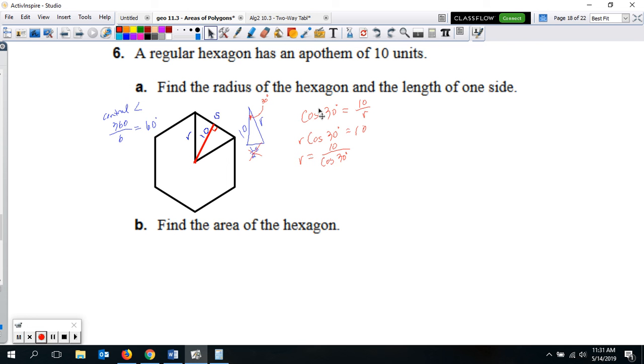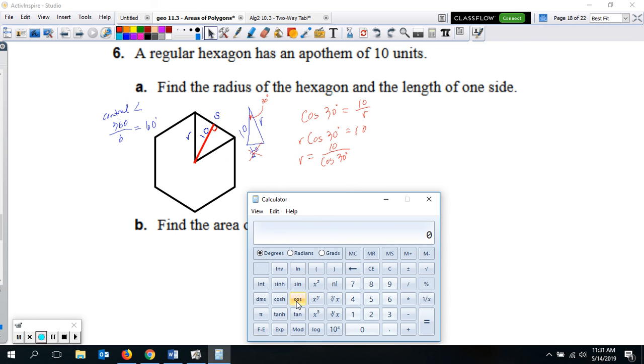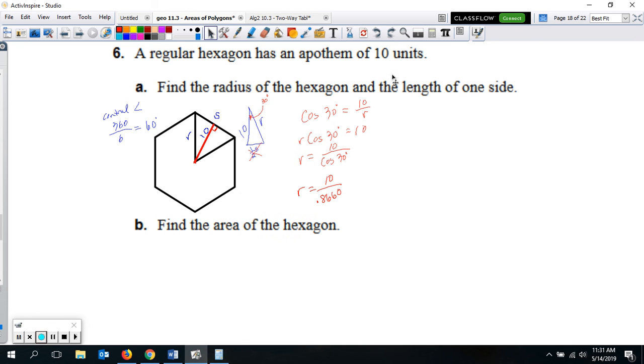A quick way would be we could just switch these two. We could switch the r and that cosine of 30 like we talked about before. So now I just got to use my calculator to figure this part out. What's the cosine of 30? Again, we can use our calculator for that. So I'm going to hit 30 and then cosine. So 0.8660 is what that is. So it's 10 divided by 0.8660.